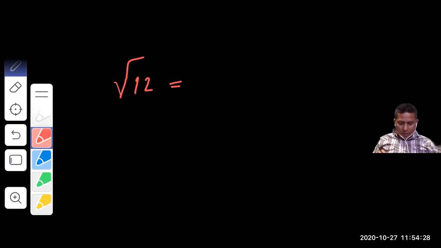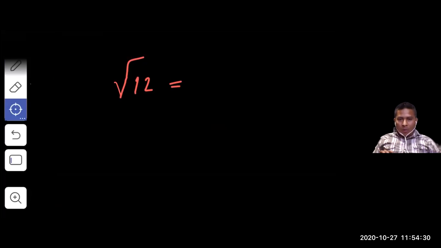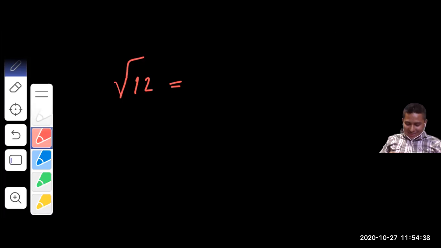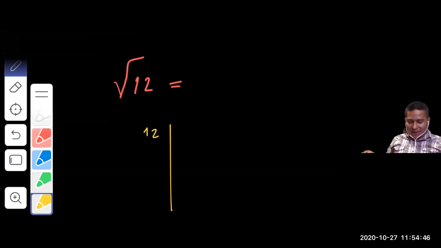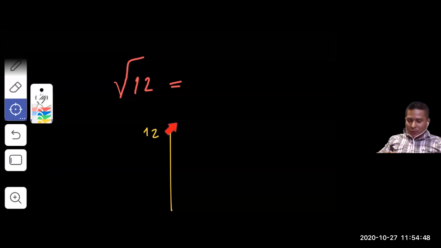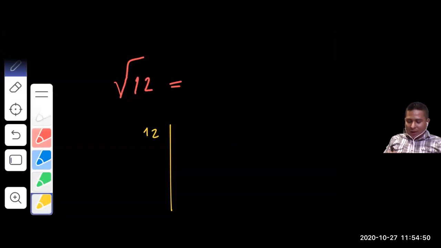Square root of 12. Guys, I don't know any number, but I know that I can use a factor tree. Can you help me? What can I do with it? Divide. We can use the prime factorization, right? Okay, we want to use the prime numbers in order to factor this 12 out. Let's start off with the number 2. Let's try to factor using 2.